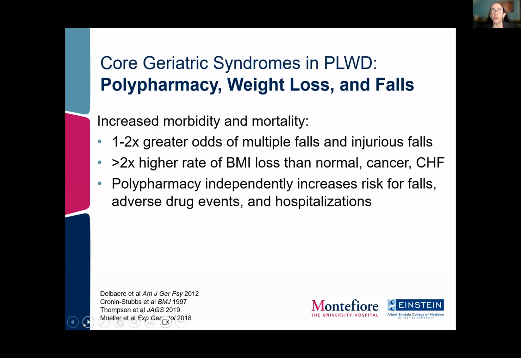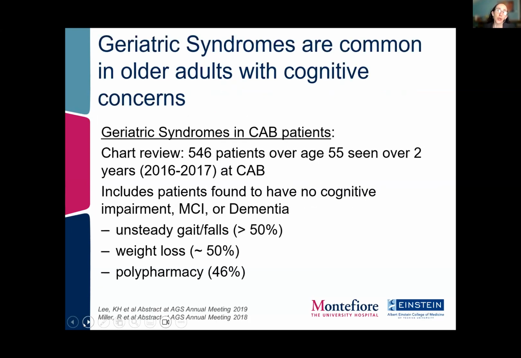So we know that older adults with cognitive impairment have 1 to 2 times greater odds of multiple falls and injurious falls than adults without cognitive impairment. We know that older adults with cognitive impairment have twice as high the rate of BMI, body mass index loss, than even normal older adults or those with cancer or congestive heart failure. And we know, of course, that polypharmacy, which we'll talk more about the definition in a minute, independently increases the risk for falls and adverse drug events and hospitalization. So we need to address these geriatric syndromes in all of our patients, especially those living with dementia, because they're clinically important. And if we're not looking for them, we're missing them.